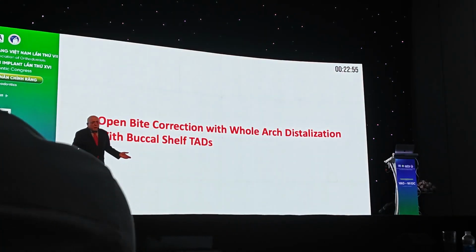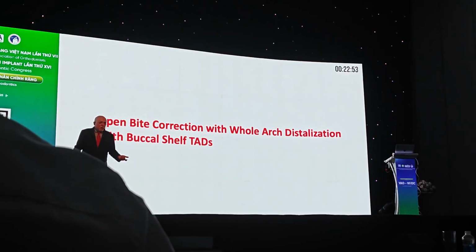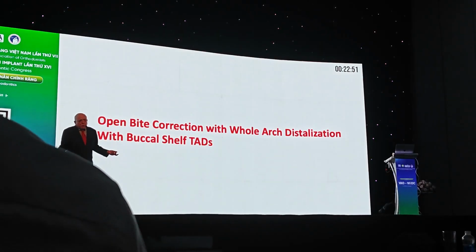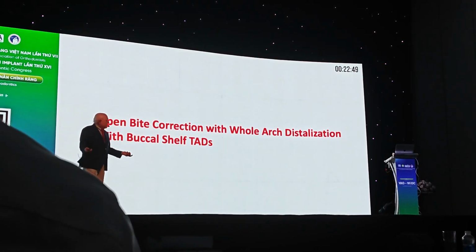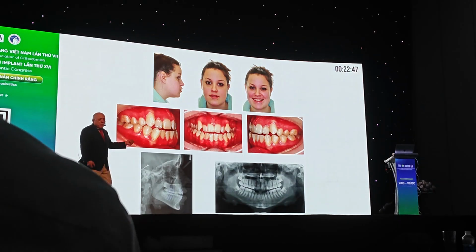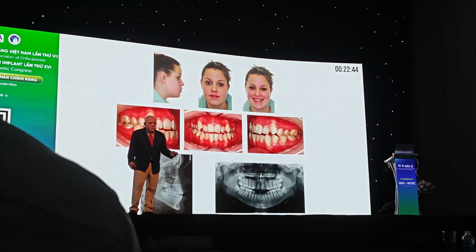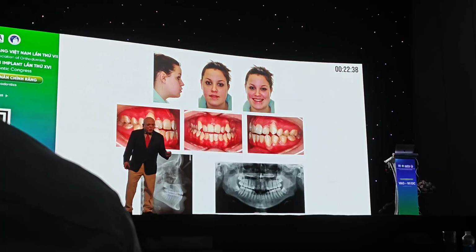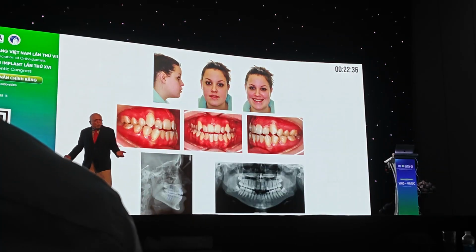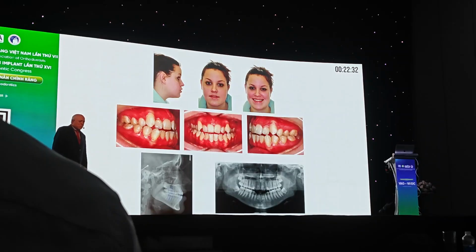Now we come to open bite correction, the whole arch distalization. This is something beautiful that happened with TADs in orthodontics. And we are applying the same thing now with aligners. So when I gave my talk the first day, I just said that any time you have open bite, space closure, you want to use TADs, use palatal TADs, use it for zygomatic, whatever you want to use. I'm not selling anything, okay? You can use whatever you want.